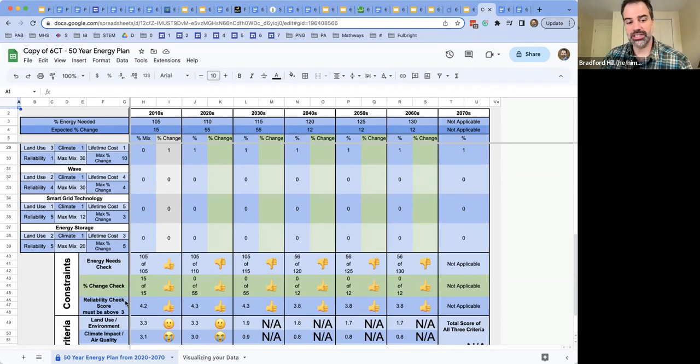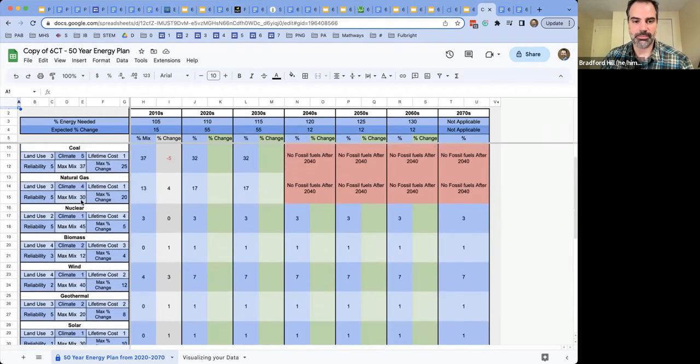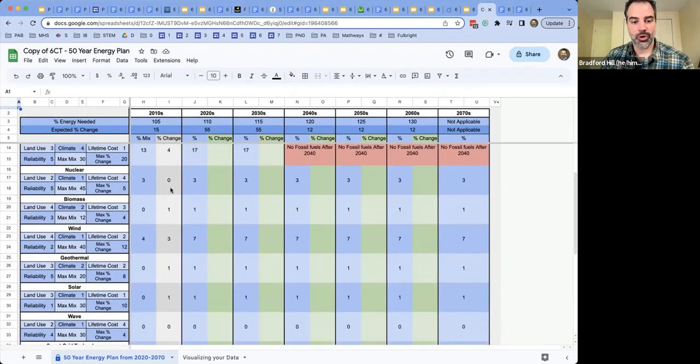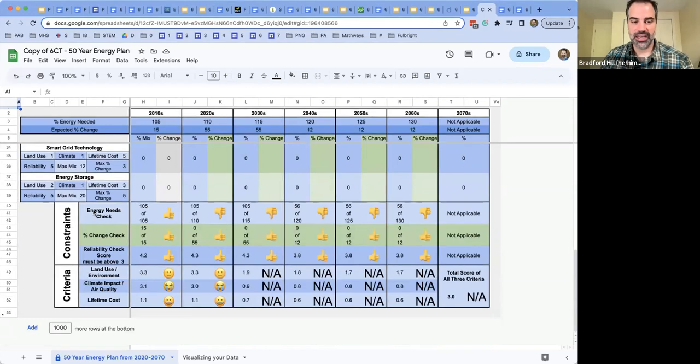If the reliability dips too much, they will get a thumbs down. In any case, if they don't invest in energy storage and smart grid, that will happen. Each of the power mixes has stats, and those feed into making sure they have enough usable energy. There's also a check that the way we handle the economy can't handle too much change. So that's the percentage change check.